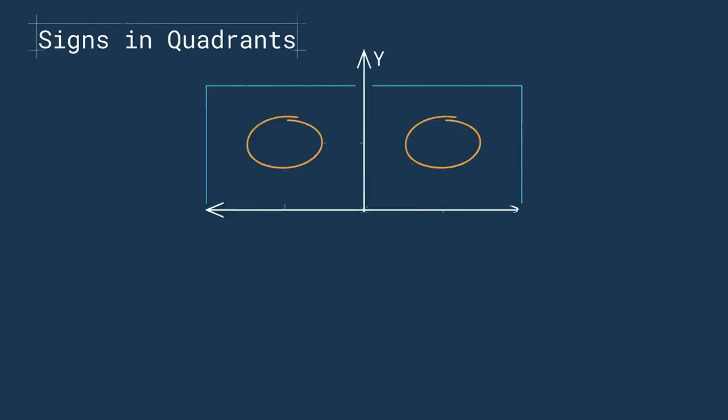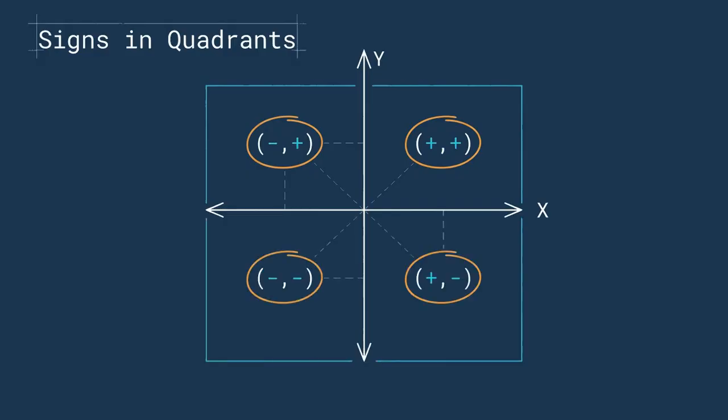Signs no longer need memorizing. Cosine is the x-coordinate, sine is the y-coordinate. Look at the quadrant and the signs are obvious. Tangent's sign follows from the ratio.